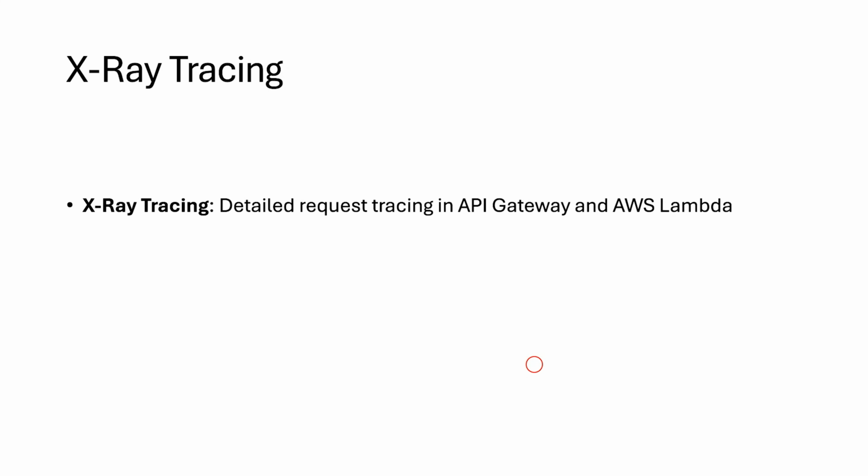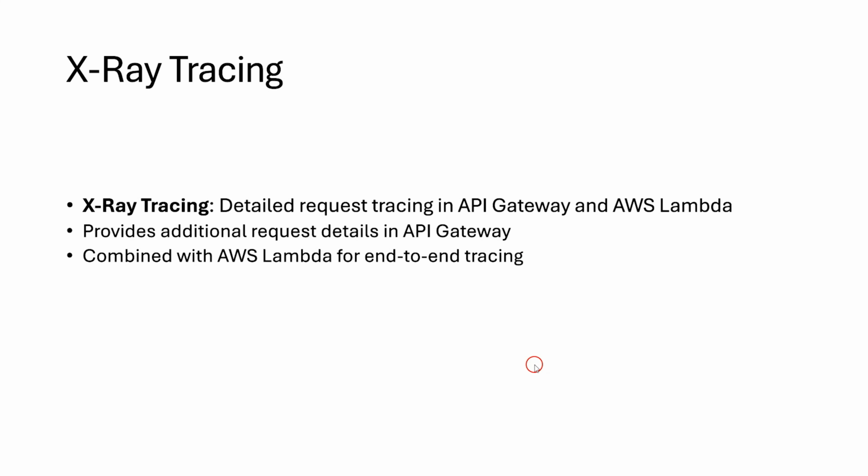Next, let's explore AWS X-Ray tracing. When you enable X-Ray tracing in API Gateway, you get additional insights into requests flowing through your APIs. You will get detailed request tracing, and X-Ray allows you to trace requests end to end, giving you a complete picture when used alongside AWS Lambda. This tracing is invaluable for identifying bottlenecks, understanding latency issues, and optimizing your API architecture.